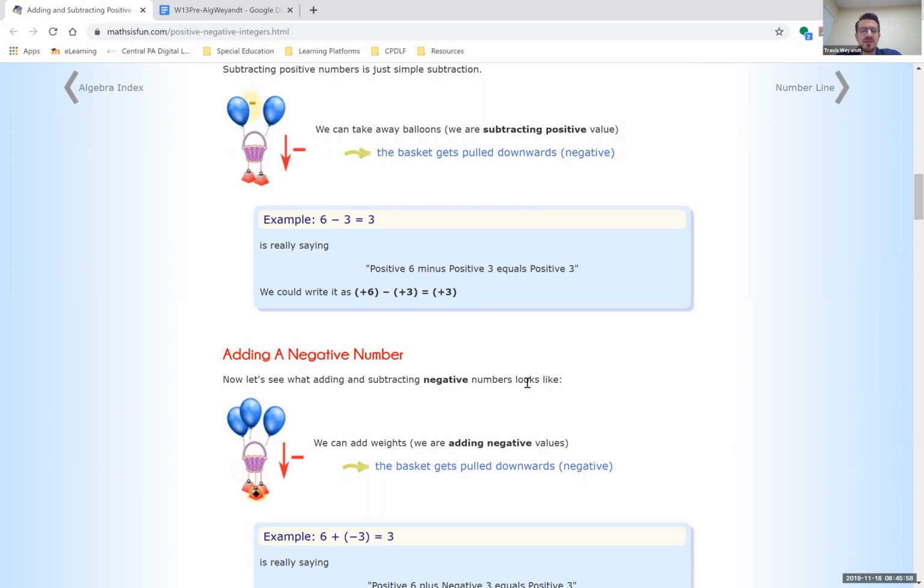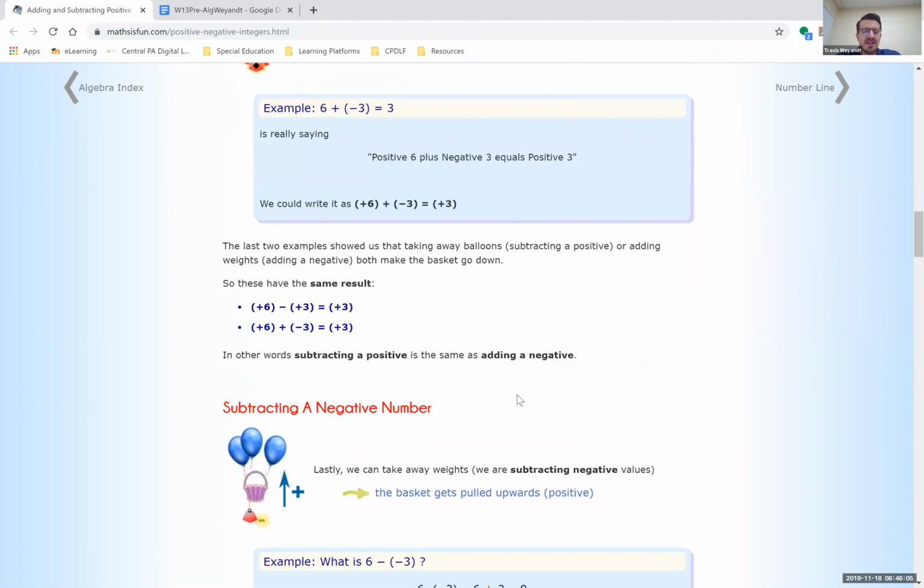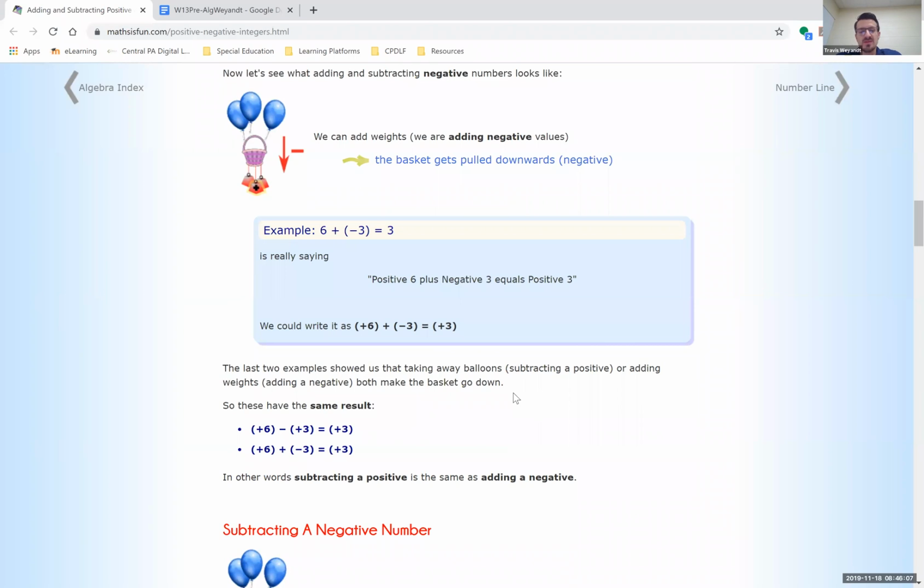So you're using the ideas of integers without you even realizing it. And then when we get to the negative examples, so here's an example, 6 + (-3) = 3. And I'm going to show my whiteboard here. So we have 6 + (-3). Okay. So we have 6 + (-3) = 3.